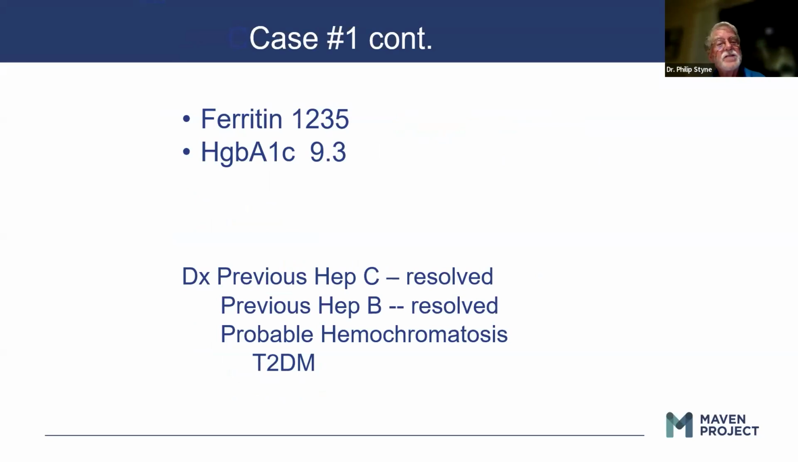But you check a ferritin, it's 1235, and they probably have hemochromatosis, which is why they have abnormal LFTs and type 2 diabetes. Hemochromatosis is a relatively common disease. And so think about getting a ferritin in patients who you're unsure what's going on with their liver disease.